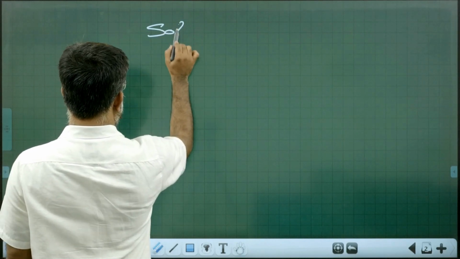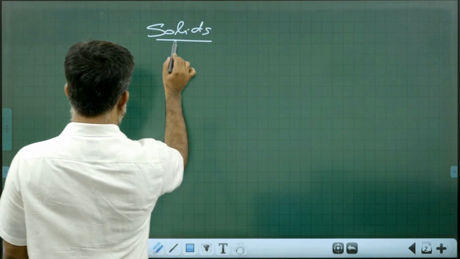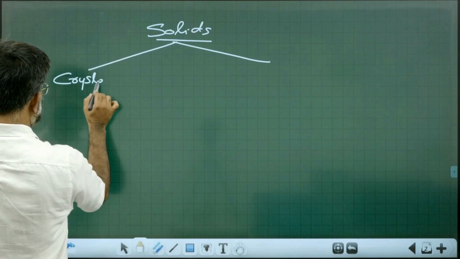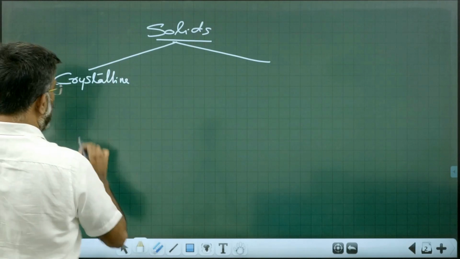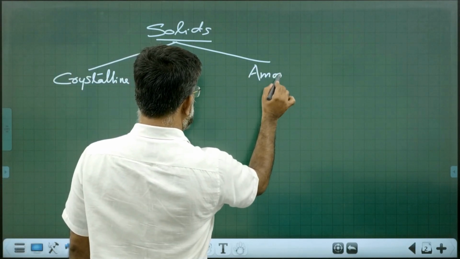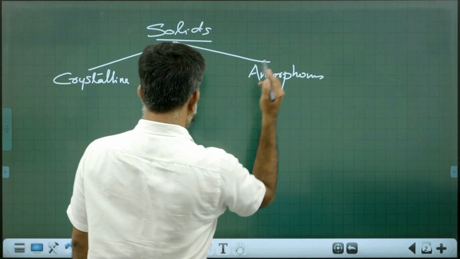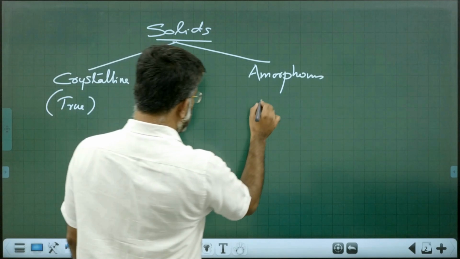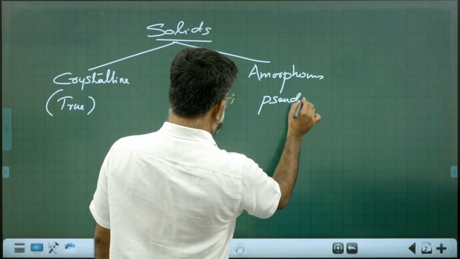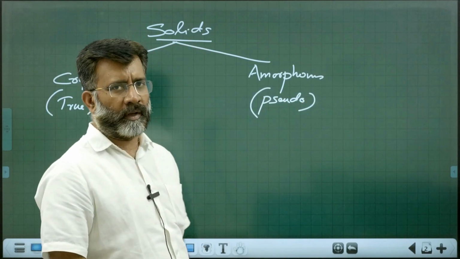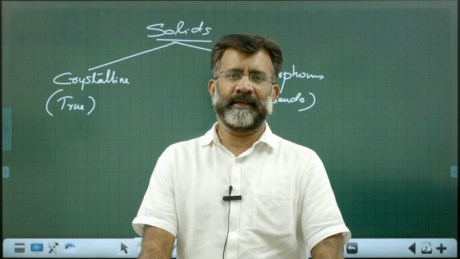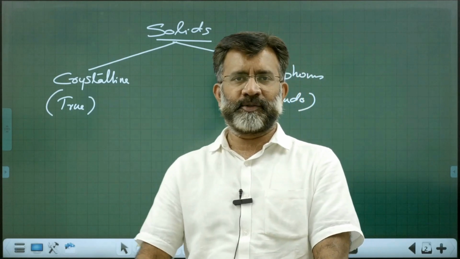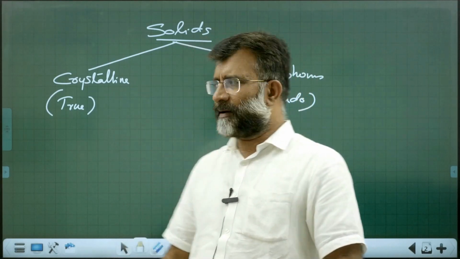Solids are categorized into true solids, that is called crystalline, and amorphous. Crystalline and amorphous. Crystalline solids are called true solids, while amorphous solids are called pseudo solids. They are supercooled liquids. Crystalline solids are true solids. Amorphous solids are pseudo solids. They are supercooled liquids. They are highly viscous.